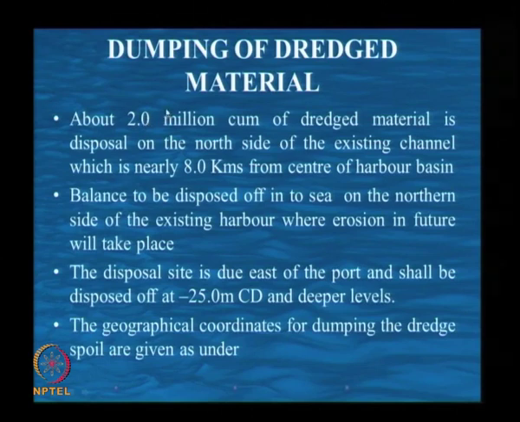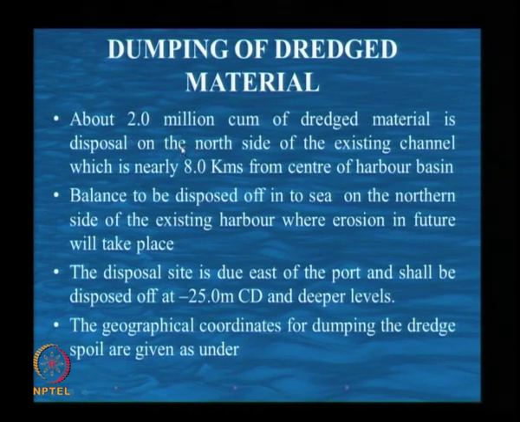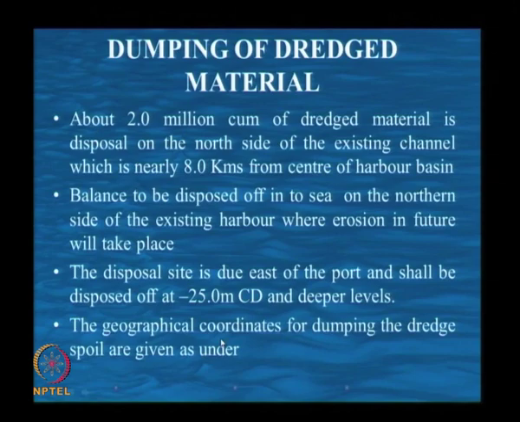Out of 8 million cubic meter of dredge material, 2 million cubic meter is disposed on the northern side, which is nearly 8 kilometers from the center of the harbor basin. So, 1/4 is dumped on the northern side as a stockpile, so that the erosion that will take place will be minimized. The balance we are disposing into the sea. The disposal site is at 25 meter water depth, and geographical coordinates are given, so that with GPS the dumping barge can locate these points.